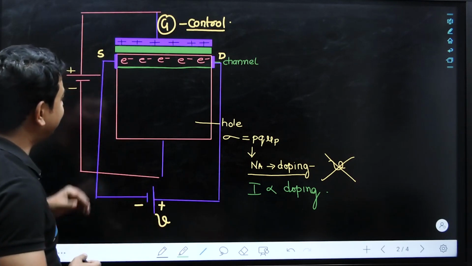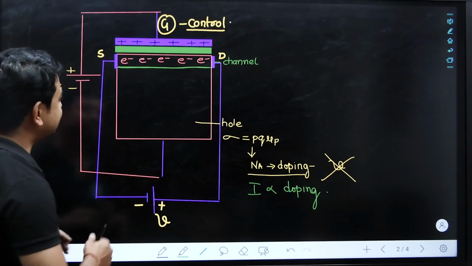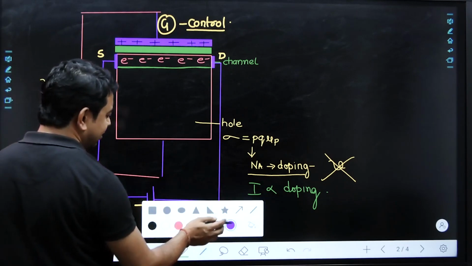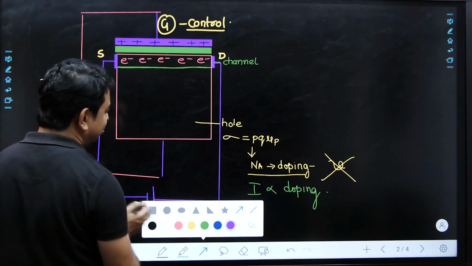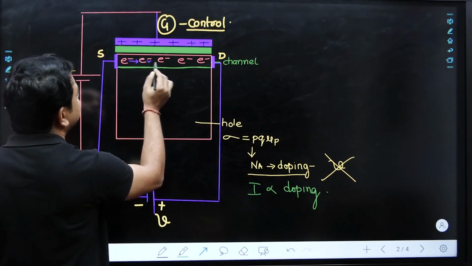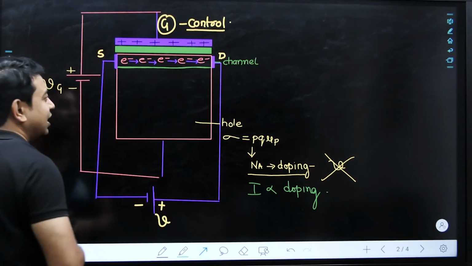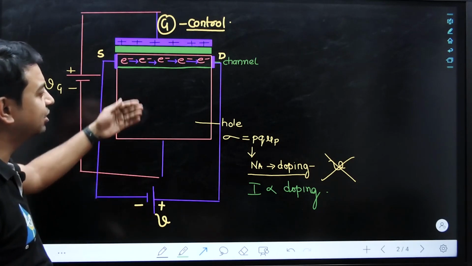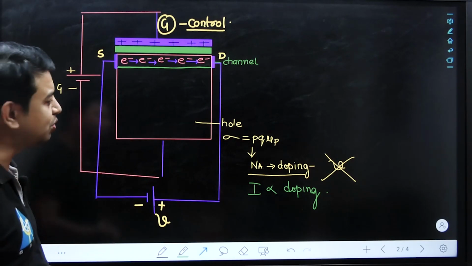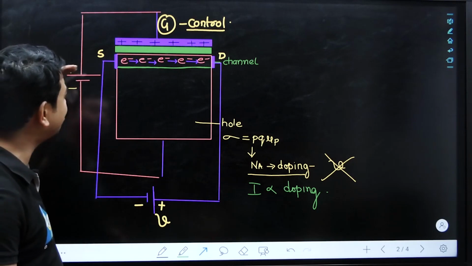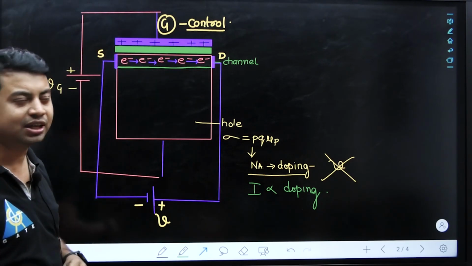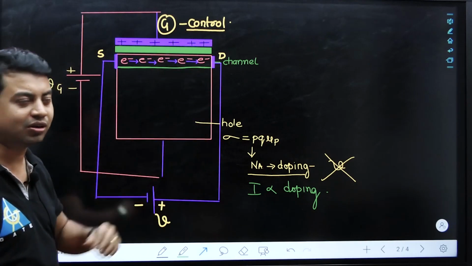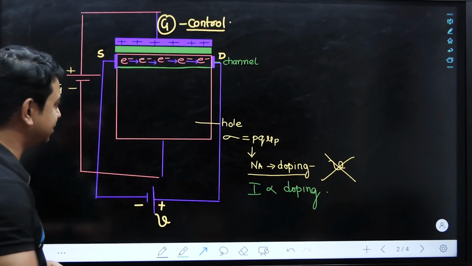So if it is acting as a source, it is supplying the charge carriers. So if it is supplying, the charge carriers must move from the source side to the drain side. So this is the direction. If we have the channel covered with electrons, then definitely the source will repel the electrons towards the drain side, and the drain will drain out the electrons from this one.